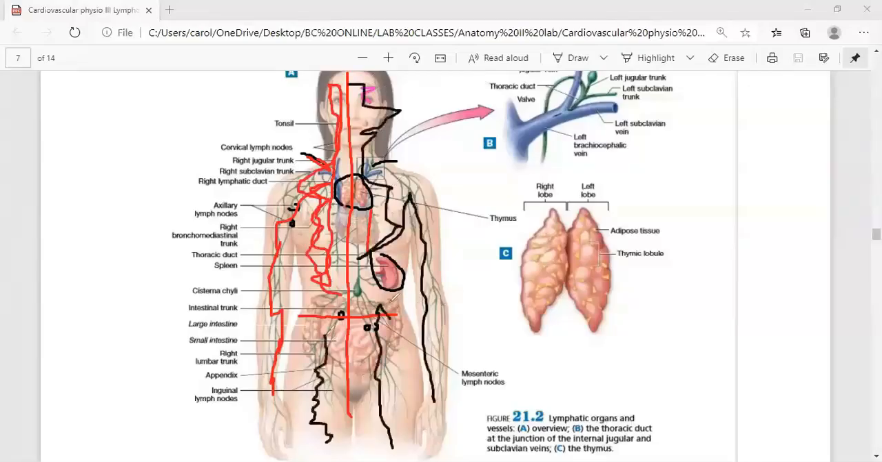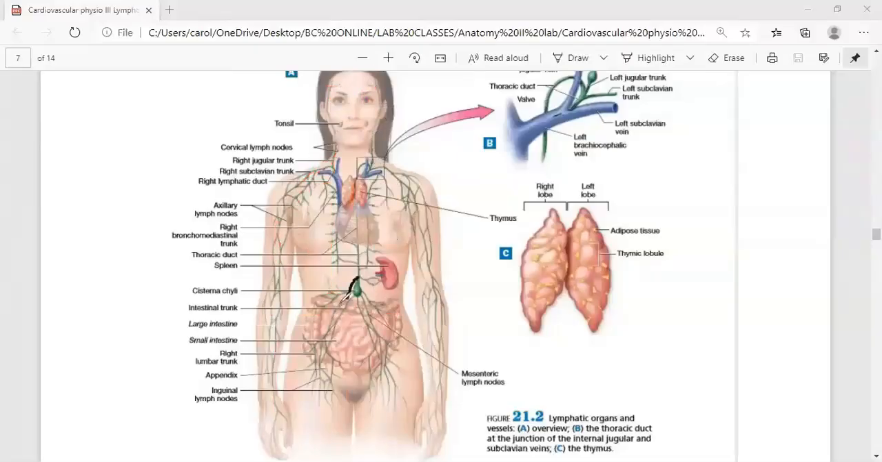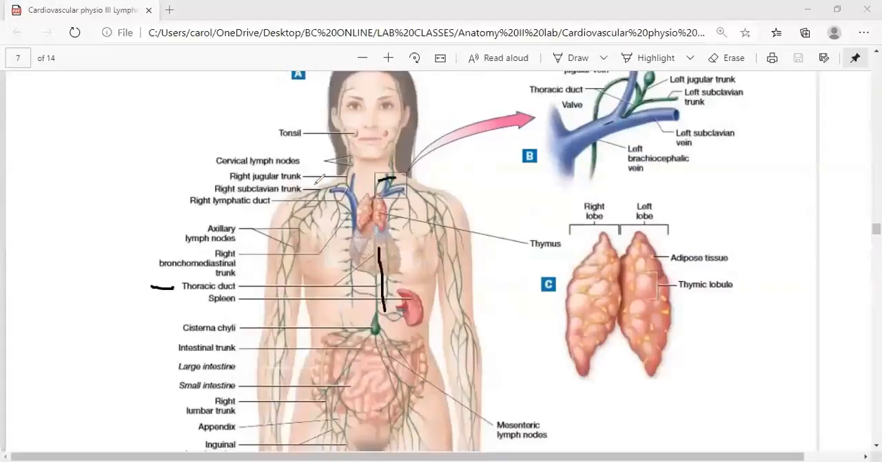Right here, we're going to have an enlargement, which is going to be called the cisterna chyli, which is at the level of the abdomen. This one is like a reservoir that is going to get all this fluid from here. From here, what's going to continue is going to be called the thoracic duct. Here, thoracic duct right there. And this one right here is going to be the right lymphatic duct. This one right here, right lymphatic duct.